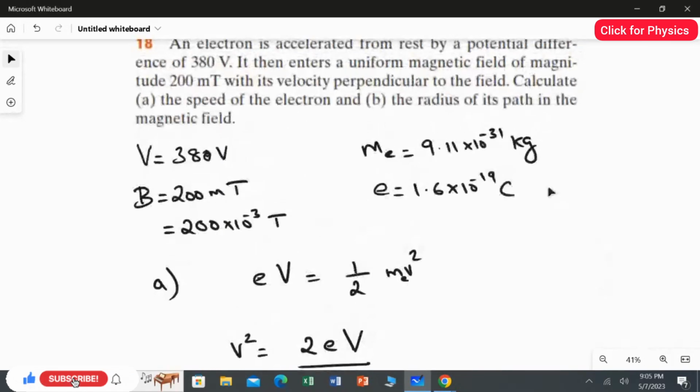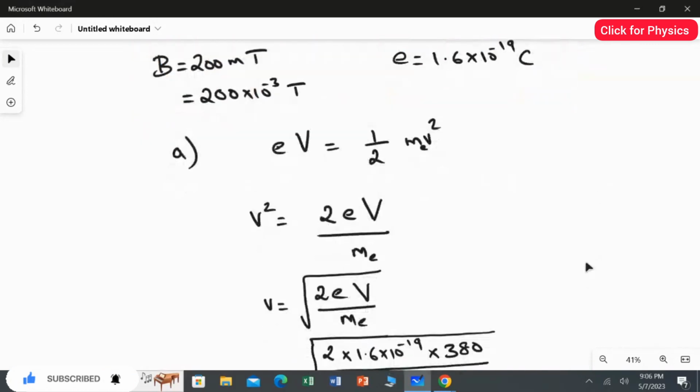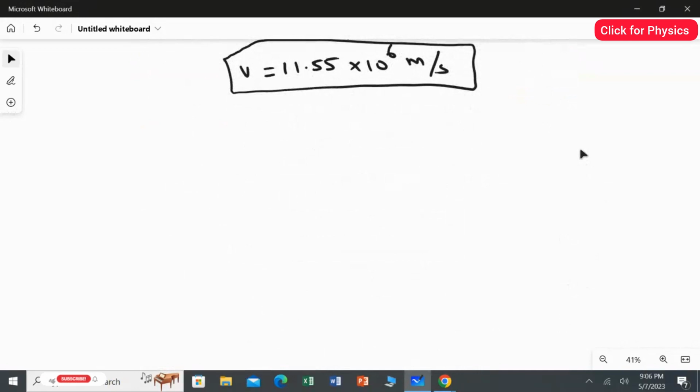Now in part B, we are going to find the radius of its path. When the electron enters the magnetic field, what will happen? It will undergo circular motion, so it will be moving in a circular path. When it is moving in a circular path, it will have a radius, and that radius value we are going to find in part B. In the theory, we already studied the rule for finding the value of this radius.